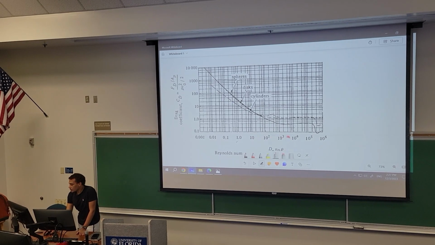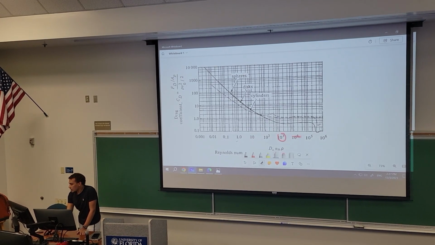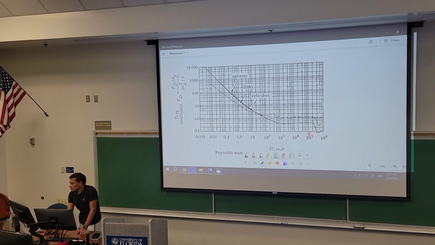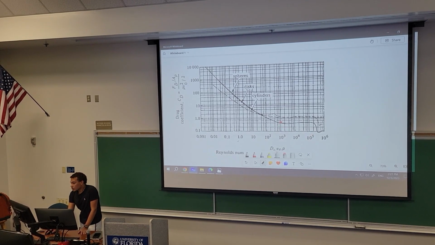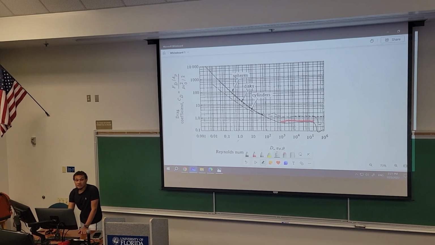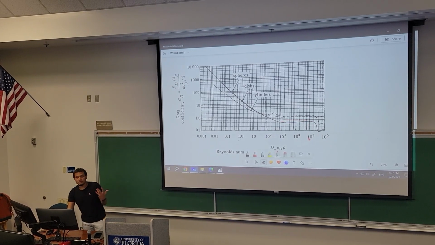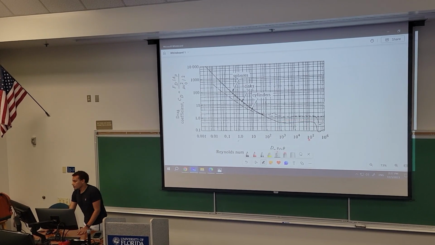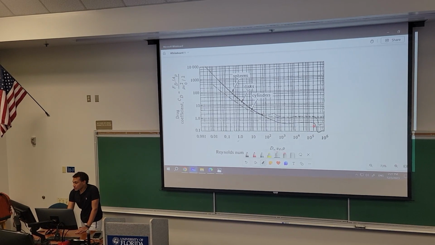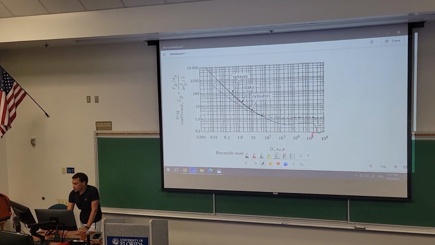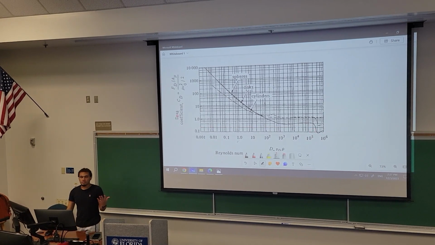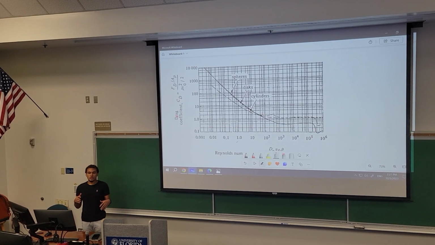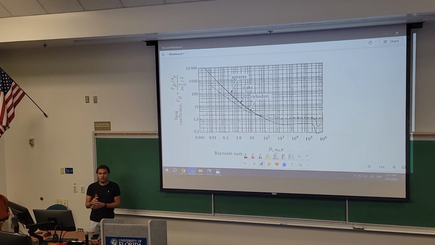For Reynolds number between 1,000 and more or less 200,000, the drag coefficient remains relatively constant, and in the case of a sphere, it's going to be 0.44. At about 300,000 in this region, there is a sudden drop in the drag coefficient, which is basically due to the boundary layer becoming fully turbulent.